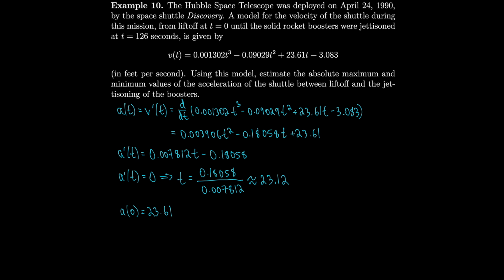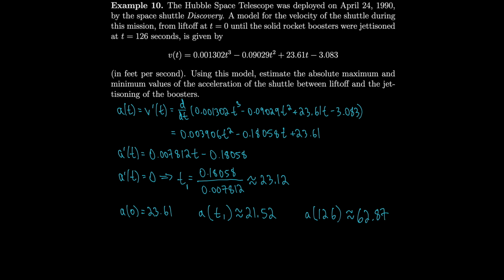Our second possibility is our critical number, which is a of this thing. You should plug it in before rounding though. So how about I call this t1? You have to plug in a of t1, and you get that that's approximately equal to 21.52. Then you check your last possibility, your other endpoint, 126. You see that that's about equal to 62.87.